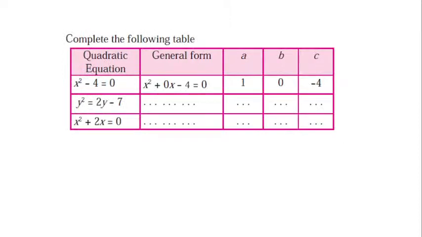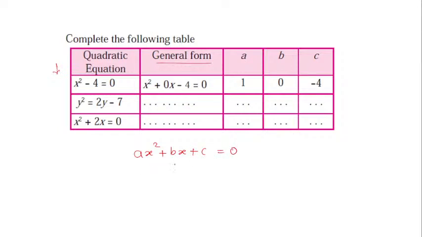Now let's complete this table. Here the equations are given. The first is x square minus 4 y square is equal to 2y minus 7, or x square plus 2x is equal to 0, and we have to express it in the general form. General form means we should have ax square plus bx plus c equal to 0. So this is the general form of a quadratic equation.